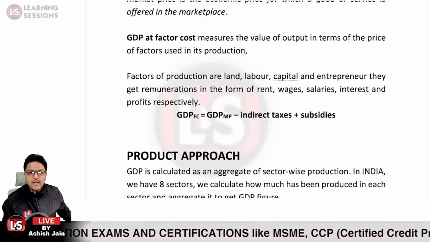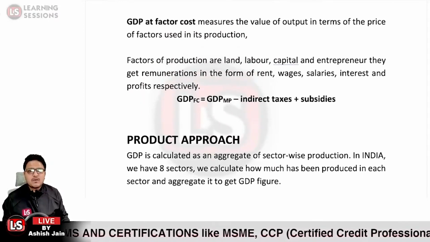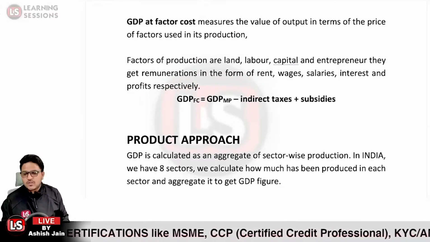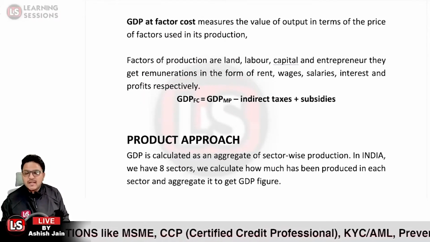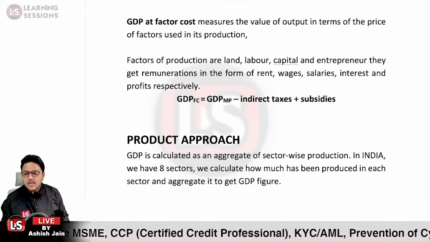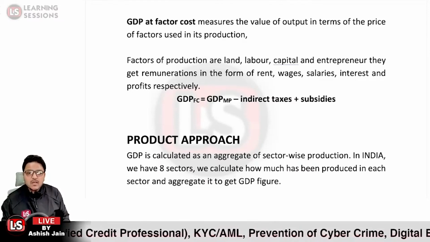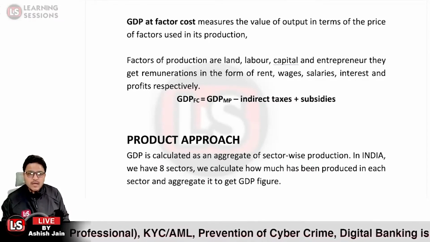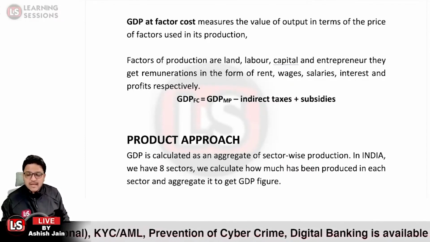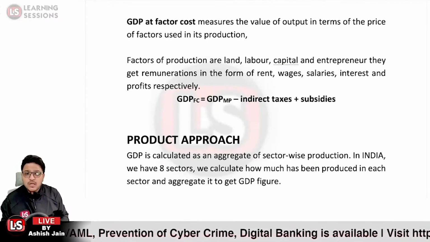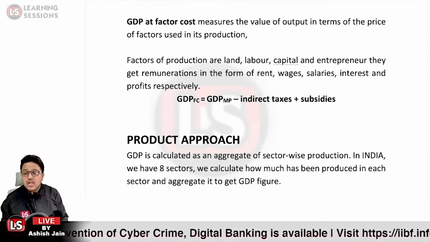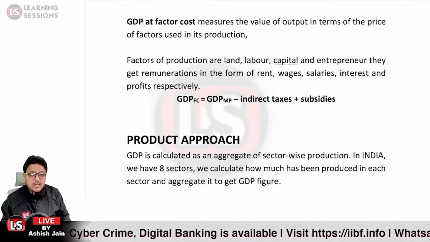Okay. Further, it is related to the product approach. The third one is the product approach. So GDP is calculated as an aggregate of sector-wise production. We can see a country may have different sectors, and we calculate it for the different sectors and further aggregate them, that is totaling them, which gives us the GDP overall.